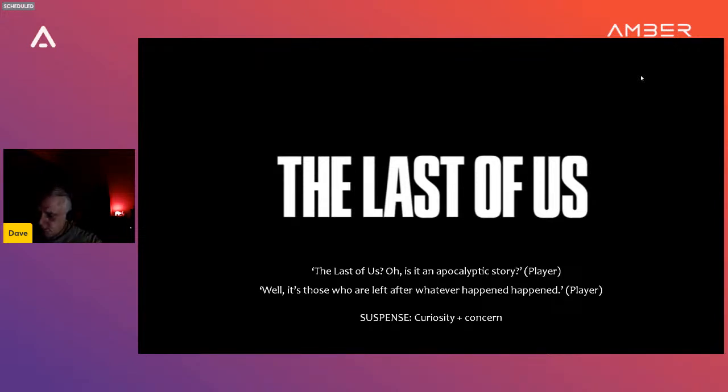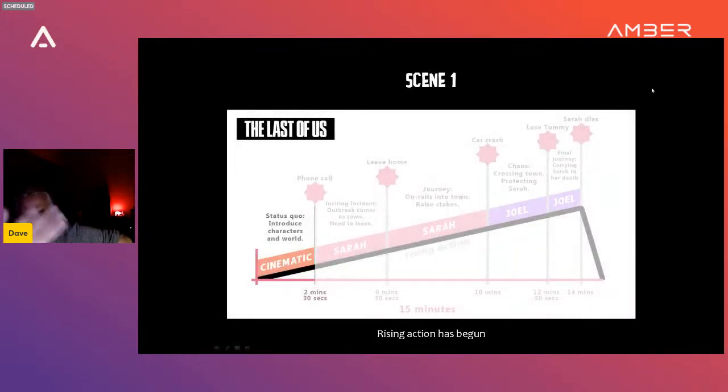So this is kind of what suspense is. It's that curiosity, that mesmerization, that fascination, but with concern. That's what separates it from mystery, that concern component. So I argue that the rising action has begun, and I think there's plenty of evidence to suggest that.